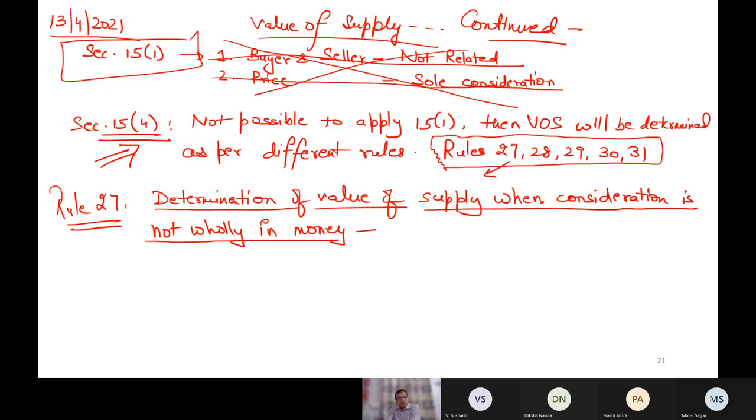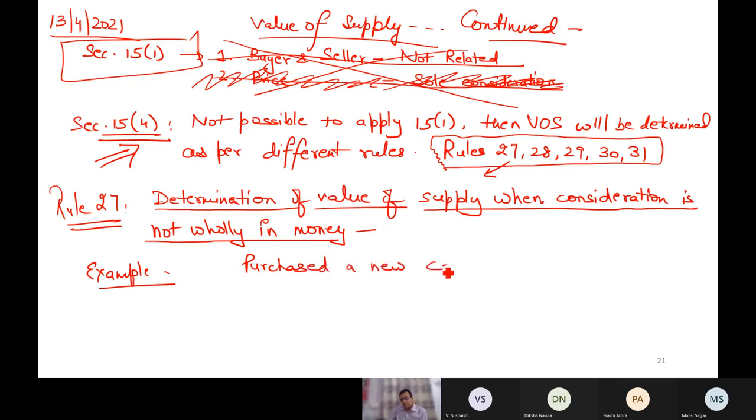How to determine the value of supply when consideration is not wholly in money? That means this condition is not satisfied, that price is the only criteria, because you don't know the full consideration in monetary terms. You have something non-monetary also. Now in this case, how do you determine the value of supply? Let me tell you the problem you can face, with an example. You purchased a new car for ₹4.5 lakh by exchange of your old car.